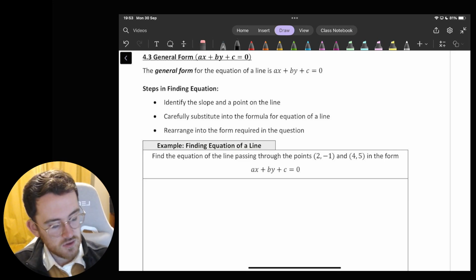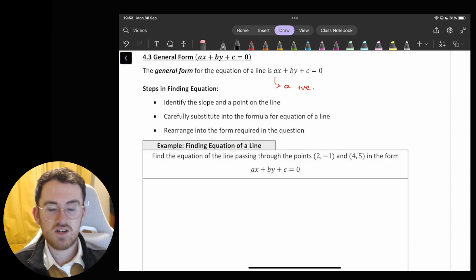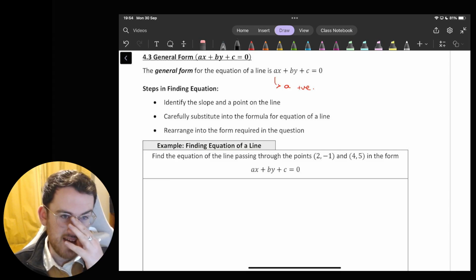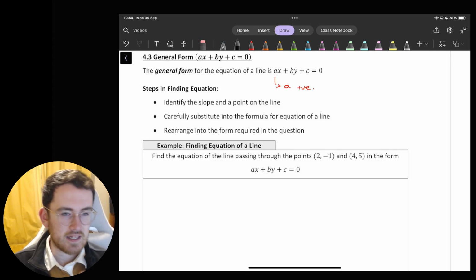Okay, the only other part I might add here is ideally we would like A to be positive. Generally when we write an equation, we like the first coefficient, the first number there, to be positive. That's just convention nearly, that we would start with a positive number, and it leaves things looking that little bit cleaner, I suppose.